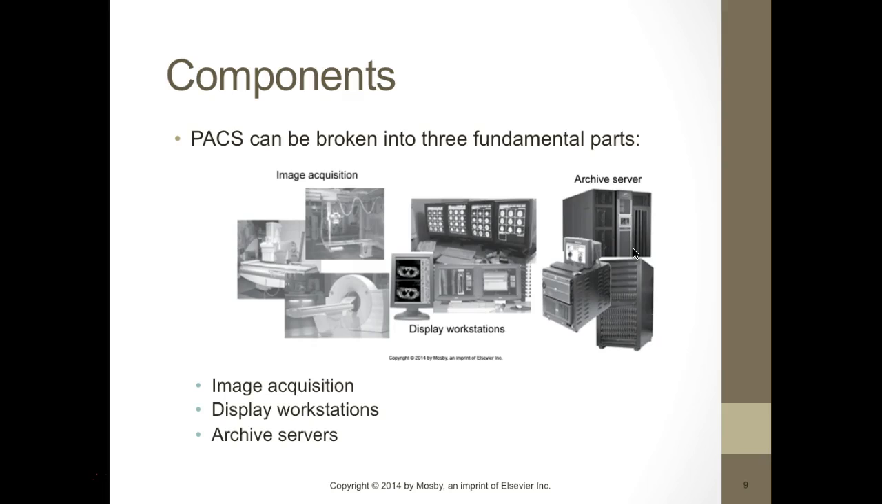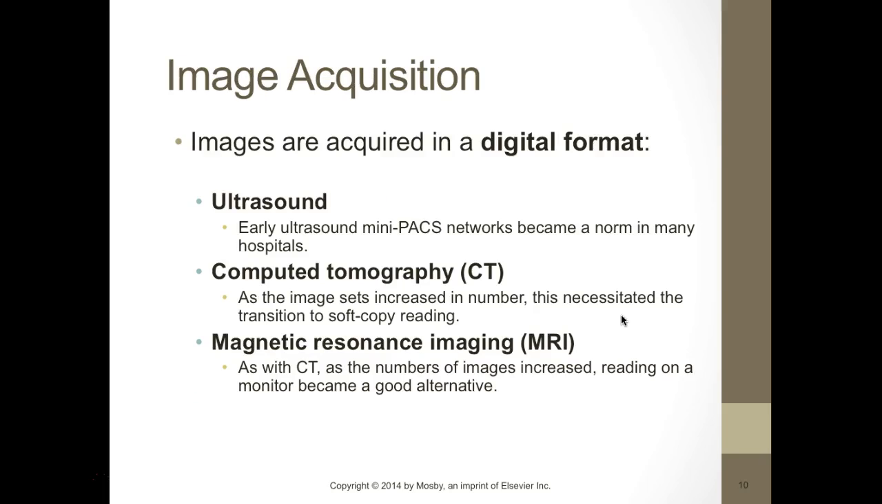So components of your PACS. It can be broken into three different fundamental parts. So there's the image acquisition, which is where we actually are acquiring the image. There's your display workstations where we view the image, and then there's the archive servers where we store the image. So those are your three different components. Images are acquired in the digital format. So ultrasound is, computed tomography is, and MRI is acquired in the digital format. So now we have DR, digital radiography, which is also acquired in the digital format.